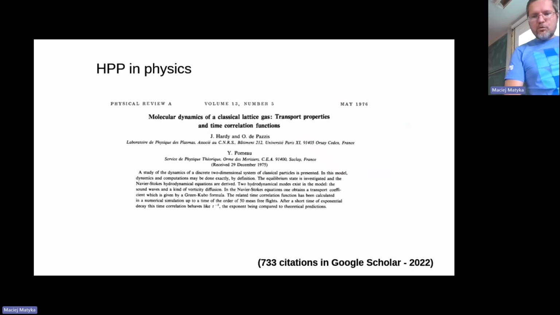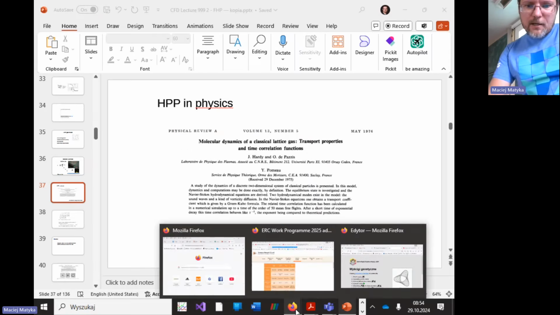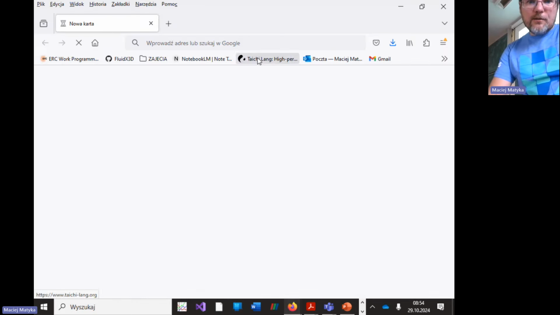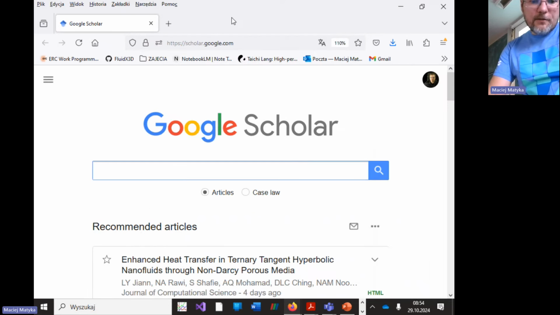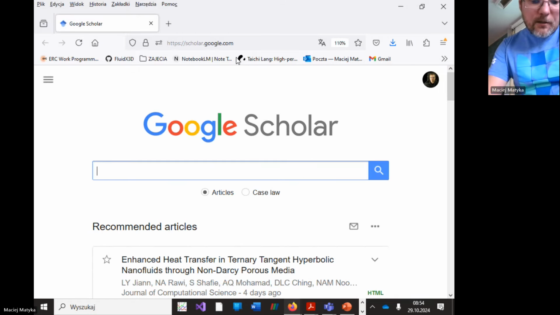And interestingly, in 2022, the paper had 733 citations, and I always like to go into Scholar. And let's find the paper that was molecular dynamics of classical gas.